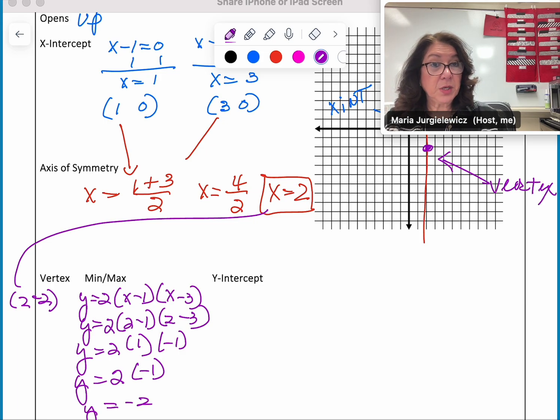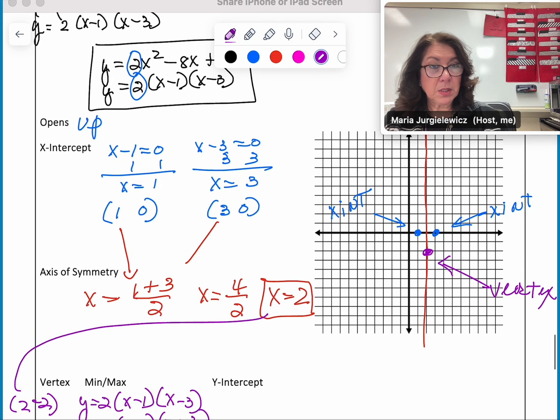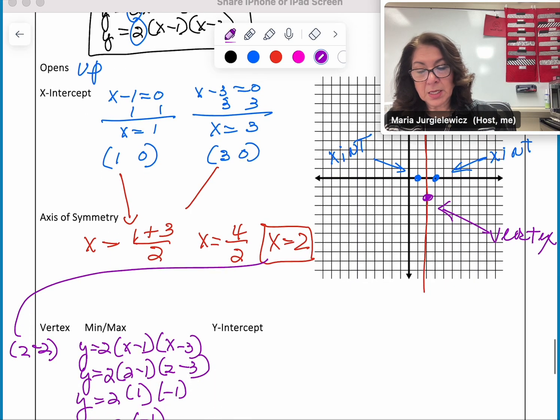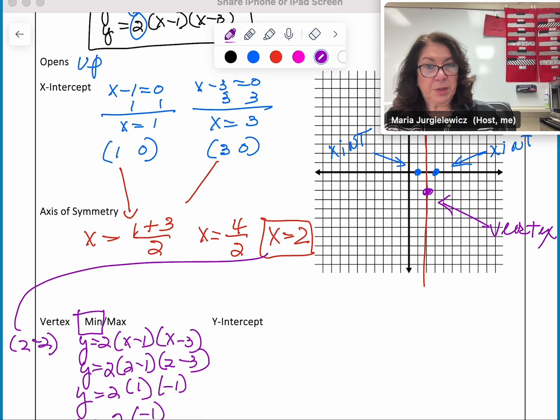Is that vertex going to be a minimum or a maximum? Well, is it the lowest point or is it the highest point? That U is going to point up. Is it the lowest or the highest? It's my lowest point, so it's going to be a minimum.